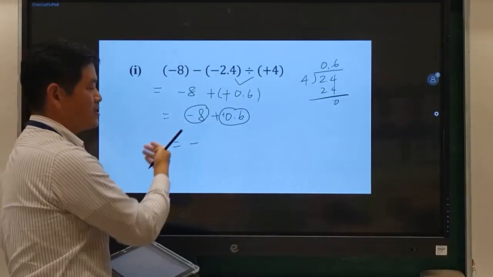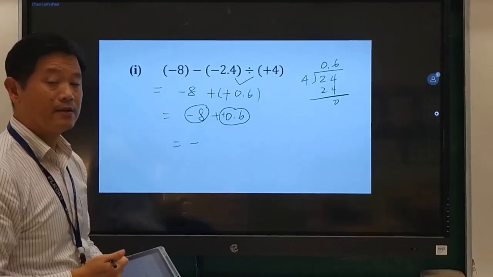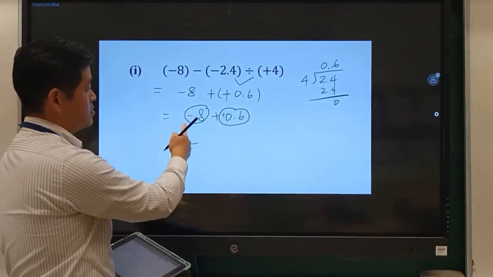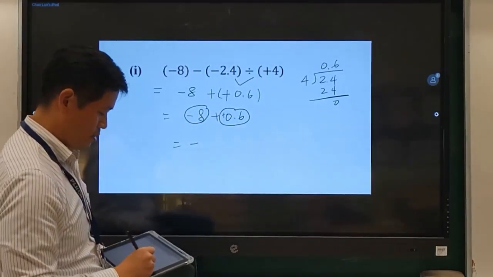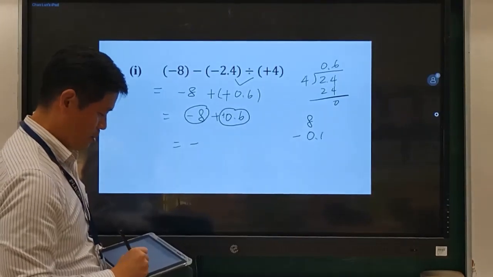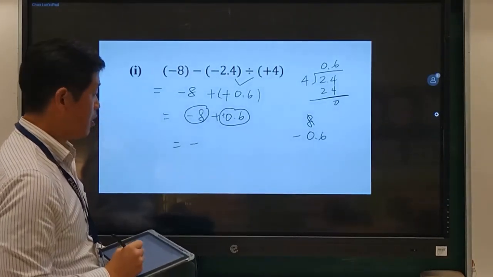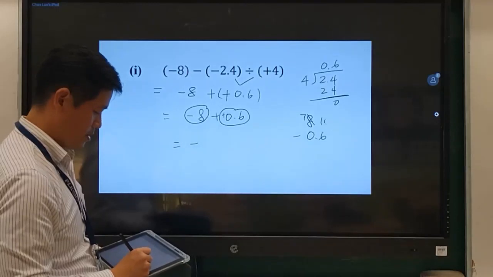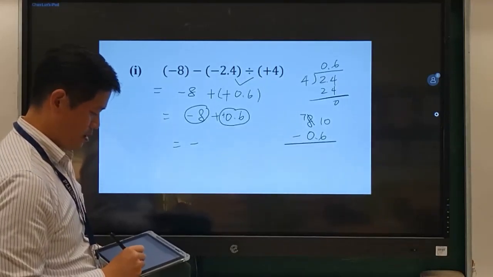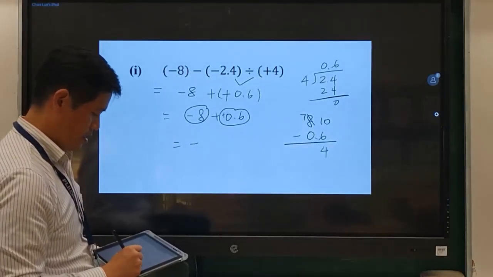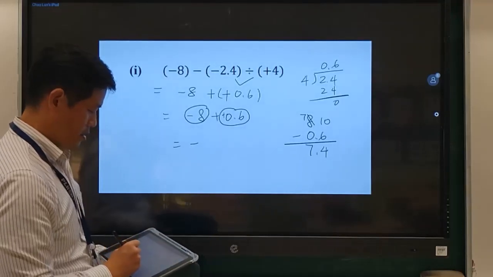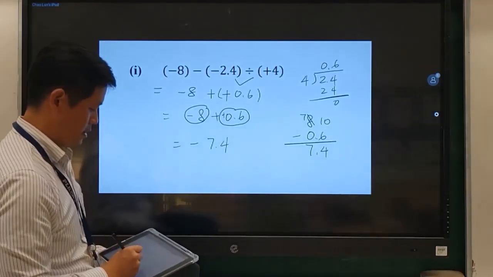So when in doubt, put down your sign first. That's half the answer already. Now I need to subtract, which is 8 minus 0.6, so I'm going to borrow, this becomes 7, this becomes 10, so 4, and then 7.4. So negative 7.4, that's my answer.